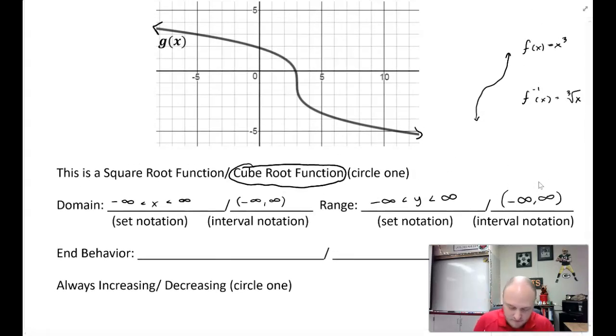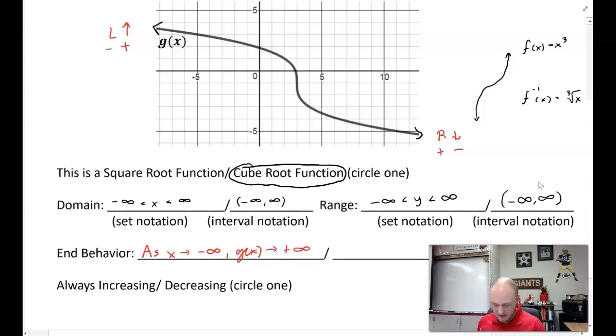End behavior. For this one, as we go to the left, our function's going up. Okay, so that's negative, positive. And then for the right side, our function's going down. Okay, so that's positive, negative. All right, so let's go ahead and list that. Okay, as x goes to negative infinity, that's to the left, our function is going down. G of x down. Did I say down? It's going up. Just testing you guys to make sure you're paying attention.